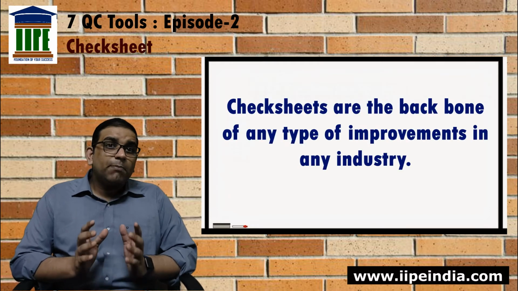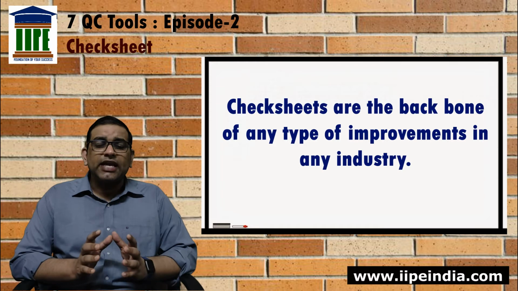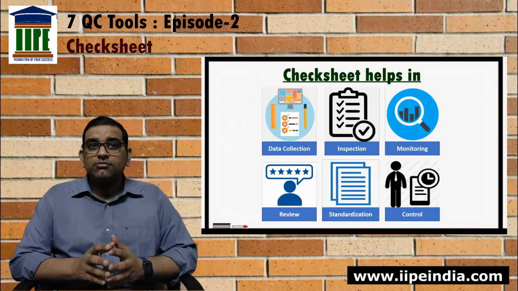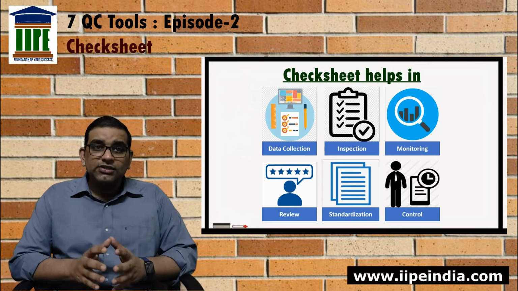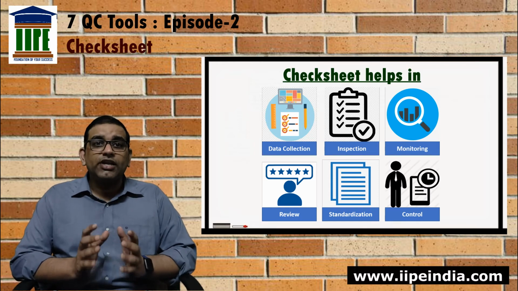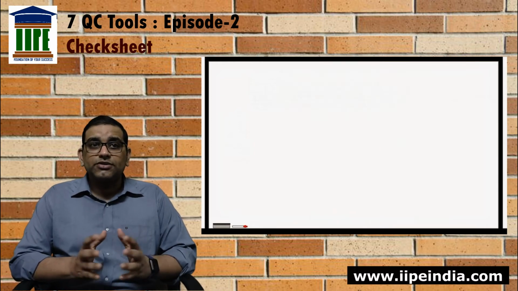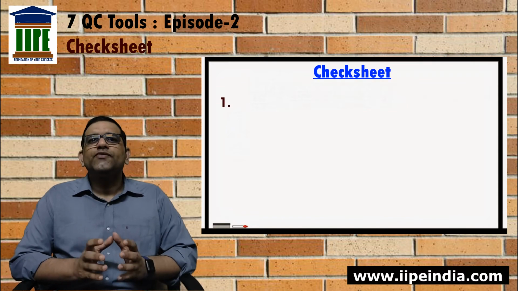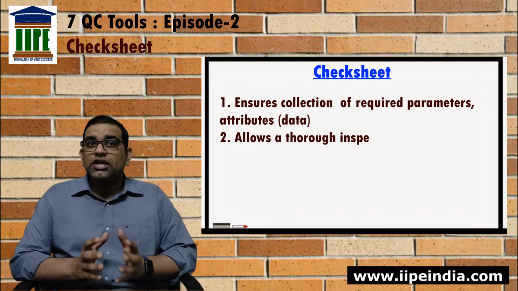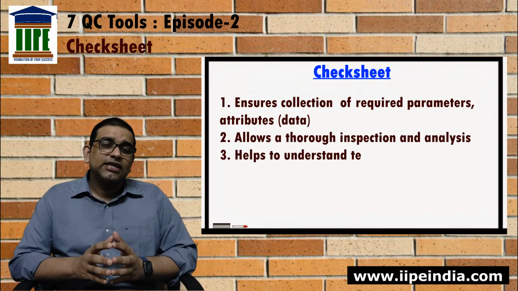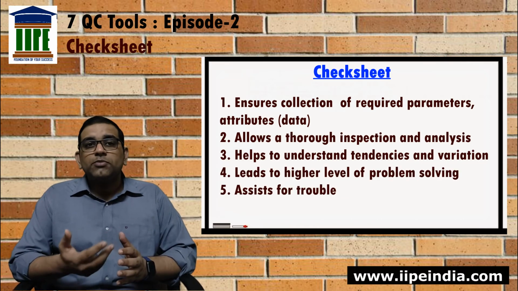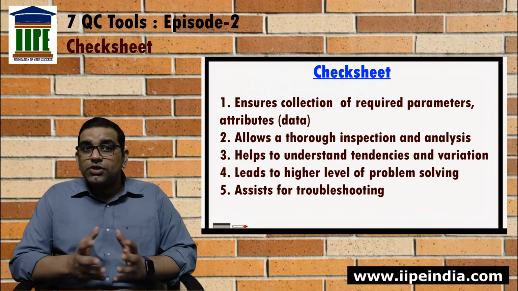Check sheets form the backbone of any type of improvements in any industry. They help you in collection of the data, inspection, monitoring, review, standardization and control. And the purpose is to study the pattern, trend and variation within and between our systems. This helps us to ensure collection of required parameters and attributes in the form of data, allows us a thorough inspection and analysis. It helps us to understand tendencies and variation. It leads to a higher level of problem solving and even assists in troubleshooting.